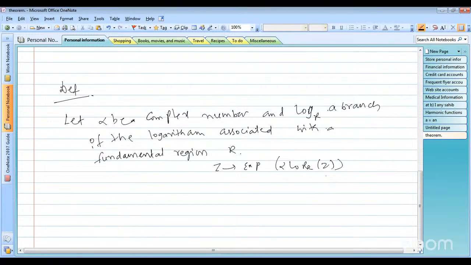Keep in mind the definition of x power alpha. X is a positive real number and alpha is an irrational number, that is a real number. So x power alpha we can write as e power alpha log x. Suppose we take an example here.